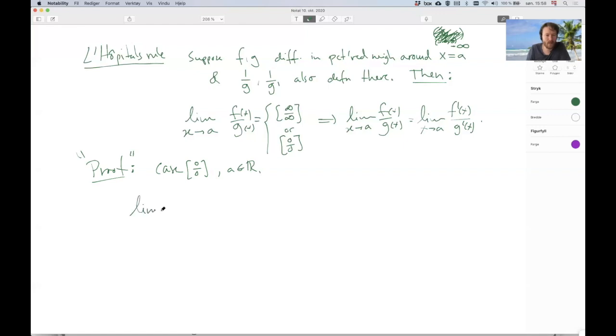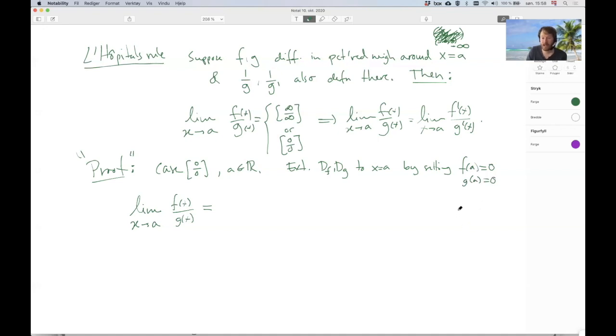So then we want to look at what happens as x tends toward a of f of x divided by g of x. Now, something that's special about the 0 divided by 0 case is that both f and g have 0 as limits as x tends towards a. So what we do first is we extend, if needed, the domains of f and g to x equals a by setting f of a equal to 0 and g of a equal to 0.